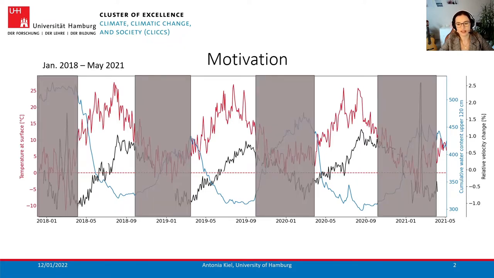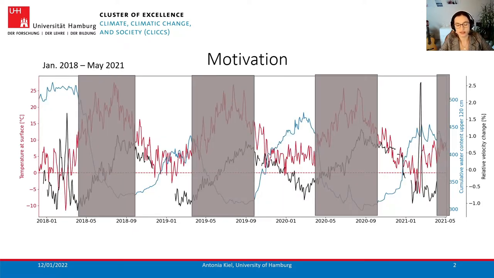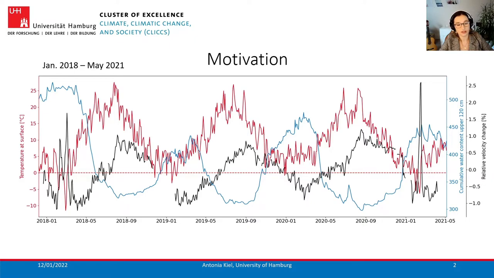So in the summertime, we see that our relative velocity changes kind of follow the temperature. For example, here in 2019, we see that our relative velocity change curve is kind of similar to the temperature curve. However, there are still some differences left. And during the winter months, we see, for example, also some very pronounced peaks right here and in the beginning of our time series. And we see, for example, in 2020 that our relative velocity change seemed to follow the cumulative water content, but vice versa. So we have a decreasing relative velocity change while increasing water content. So we now know that our seismic velocity seems to be influenced by both temperature as well as water content.